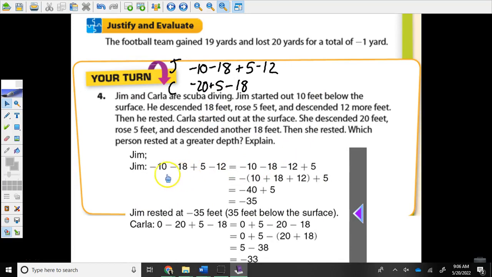So they work it out. Negative 10 minus 18 plus 5 minus 12. Perfect. 0, we didn't even put 0. We just put negative 20 plus 5 minus 18. Perfect. So when they work it out, Jim was at negative 35 and Carla was at negative 33. So Jim rested at a greater depth.